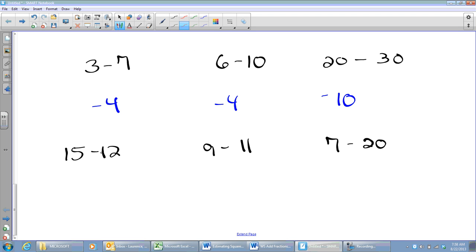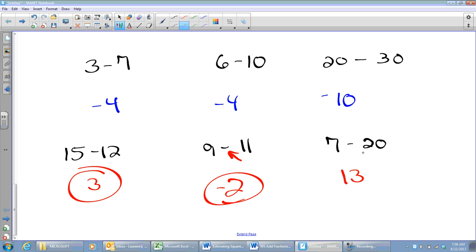All right, 15 minus 12, well, that's 3. The 15 has the greater absolute value. It's positive 3. Okay, 11 minus 9 is 2. 11 has the greater absolute value. It's a negative. It must be negative 2. I got a 20 and a 7. The 20 is negative. 20 minus 7 is 13. The 20 has the greater absolute value. It's negative 13. There you go.